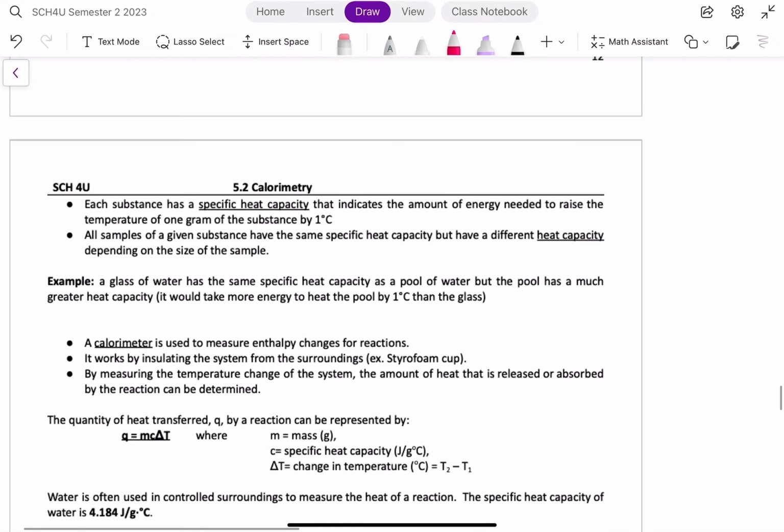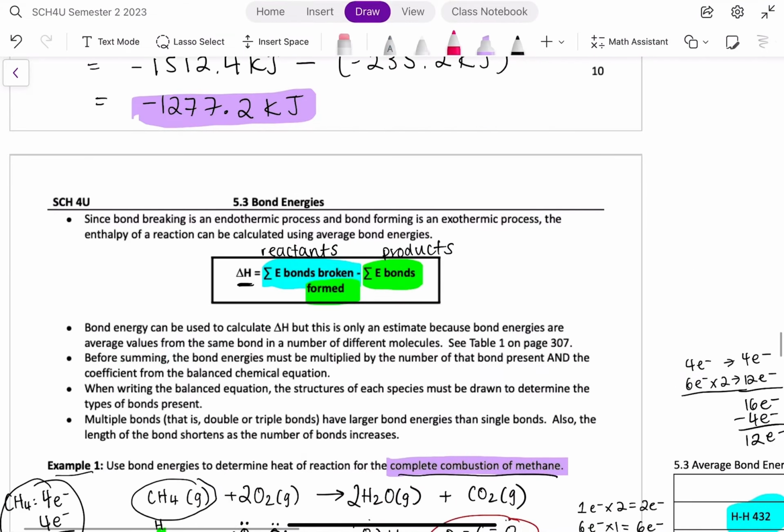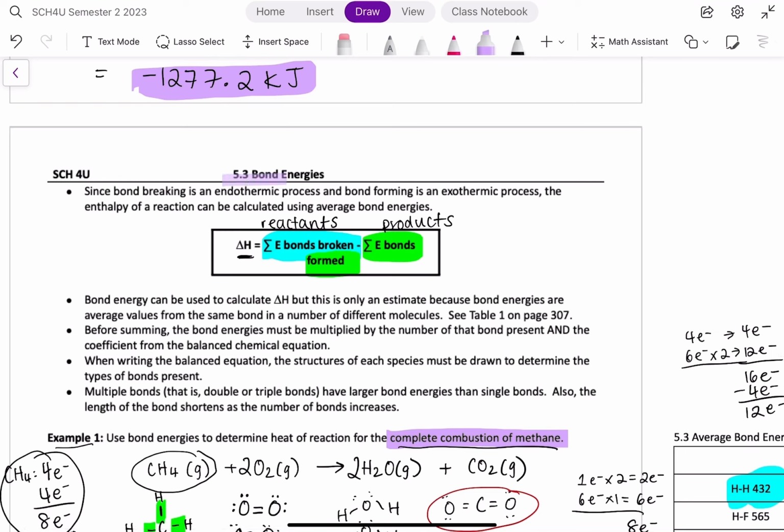For homework, there are practice questions on bond energies 5.3.